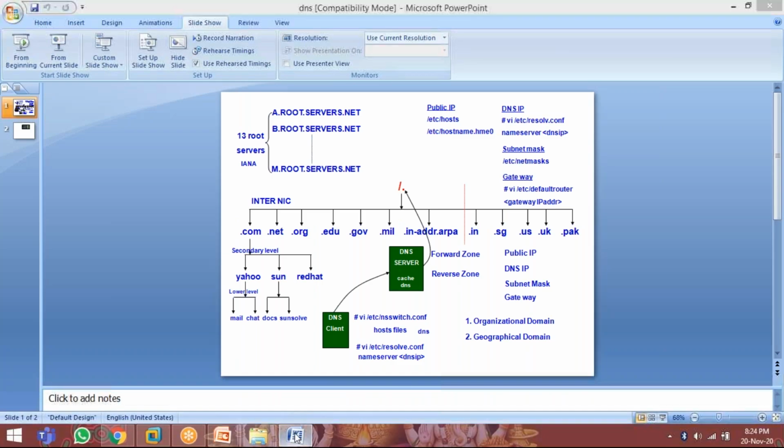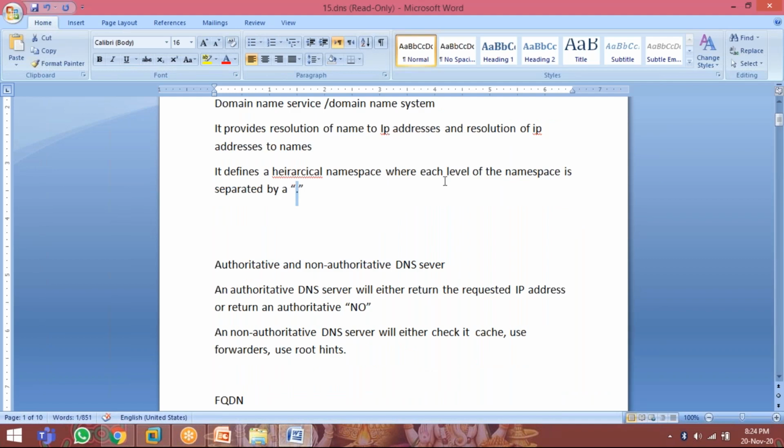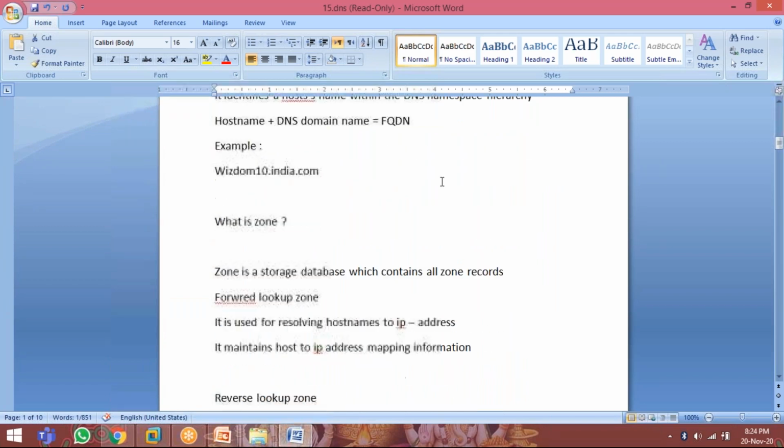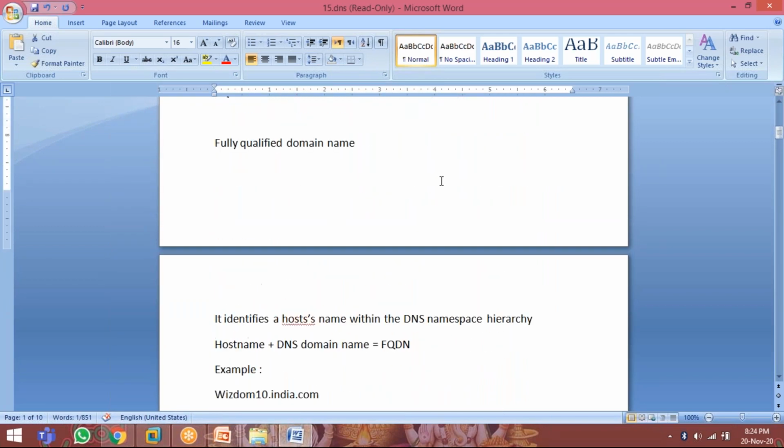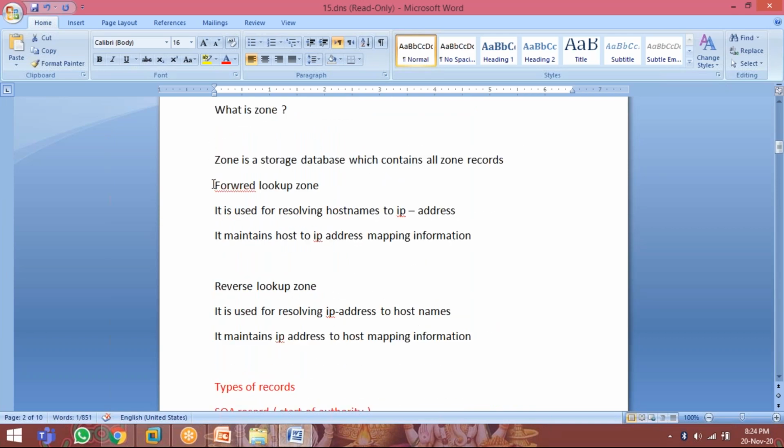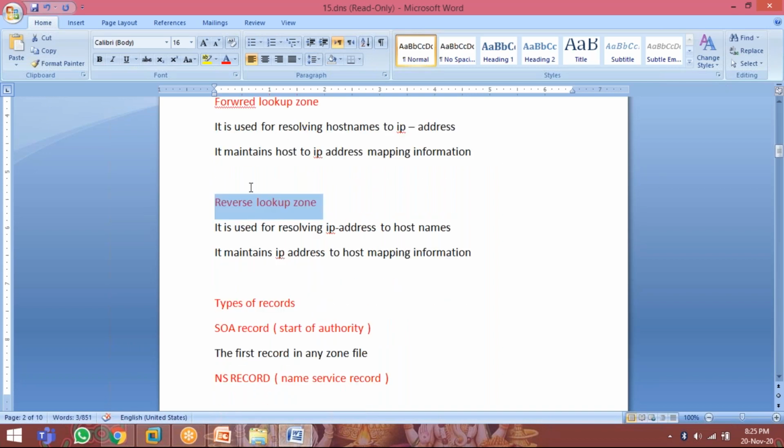The purpose of DNS we already discussed: name to IP address resolution, and IP address to name resolution. DNS manages two files, forward lookup zone and reverse lookup zone. Forward lookup zone resolves host names to IP addresses and domain names to IP addresses. Reverse lookup zone resolves IP addresses to domain names or host names. Remember that point.